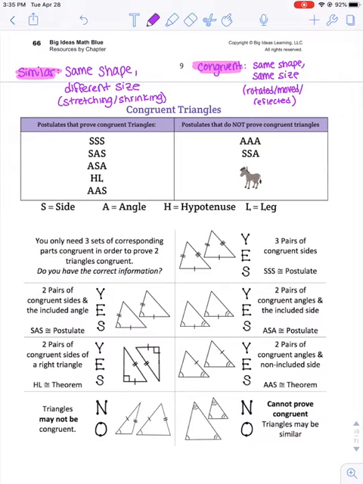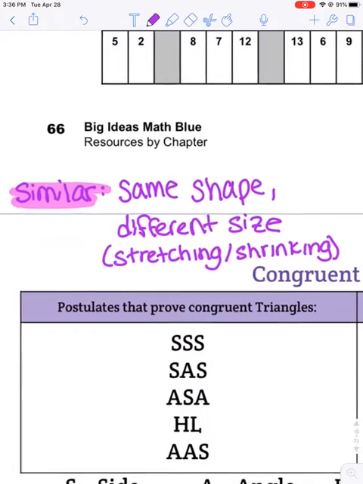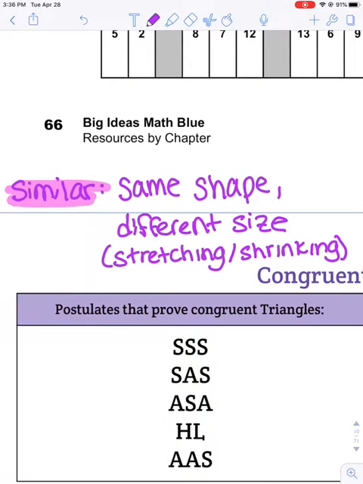Hi there, today we're going to take what we know about similar figures and go a little bit farther into congruent figures, and specifically we're going to be looking at congruent triangles. So the first thing I wanted to do is compare and contrast the definitions for similar and congruent.